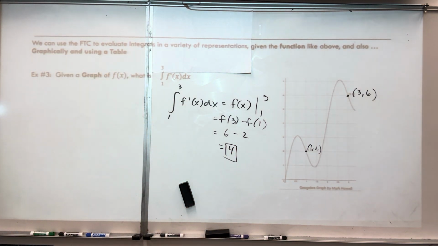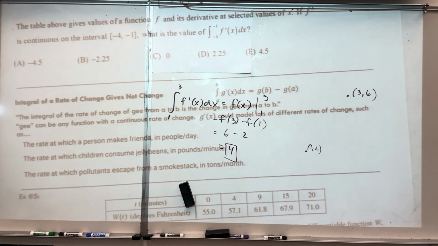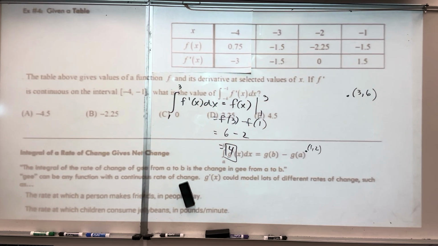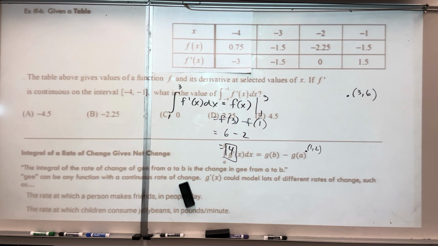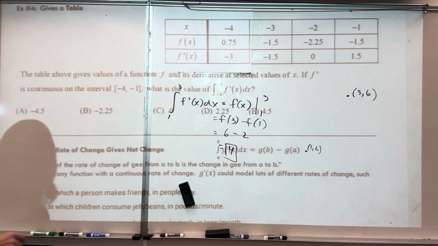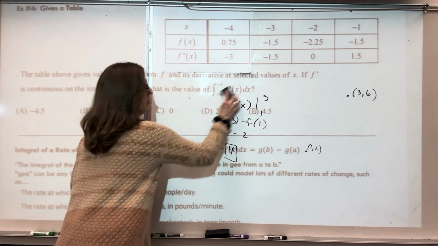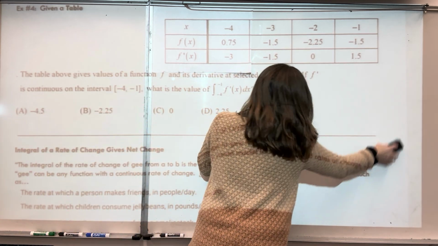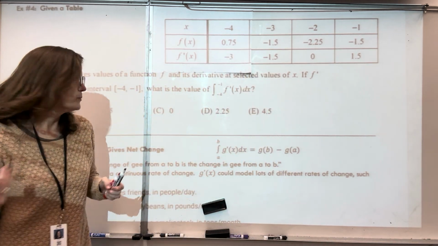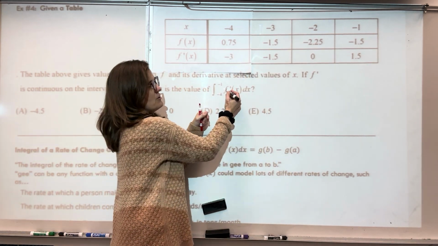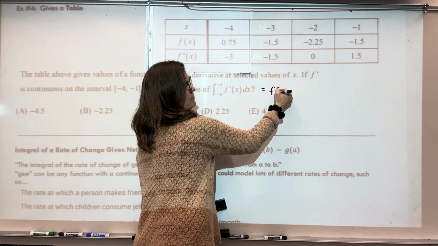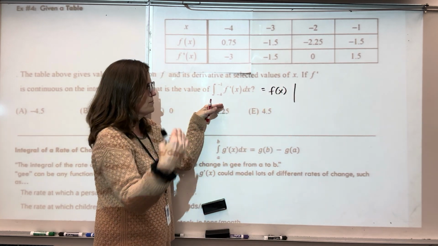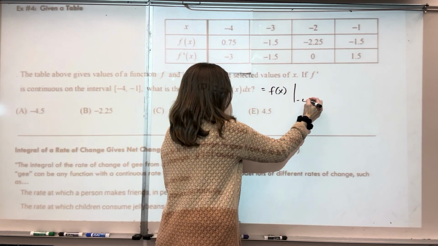And the last few is just making sure that if we have a table, we can also do the same thing here with the table. So the table above gives these values. If f prime is continuous, what is the value of the integral from -4 to -1? Again, there it is, that integral of f prime. So if you're integrating a rate, you're going to accumulate some values. Again, the antiderivative of f prime would just get you to f, evaluated from -4 to -1.